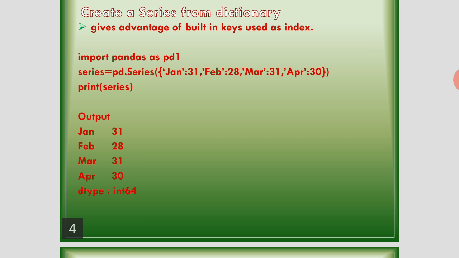So see the example: series is equal to pd.Series, and in this we are giving the input as a dictionary, and the dictionary has key-value pairs: January 31, February 28, March 31, April 30. On printing this series we will get the output: January 31, at index label February 28, at index label March it will give a value 31, and at index label April it is giving the value 30.